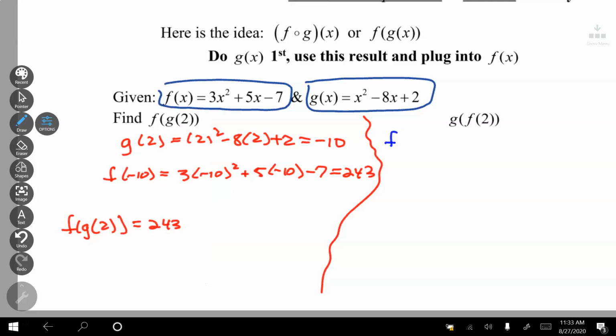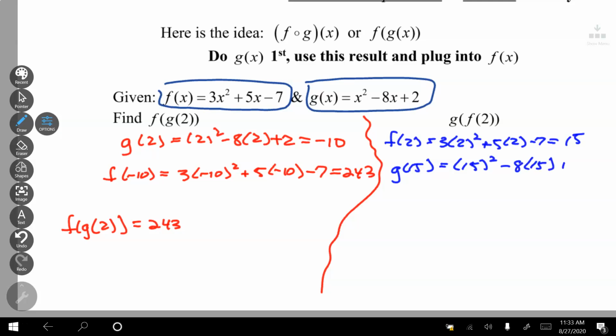This one I have to do f of 2 first, which is 2 squared plus 5 times 2 minus 7, which is equal to 15. g of 15 is next: 15 squared minus 8 times 15 plus 2, and that is equal to 107. So g of f of 2 is equal to 107.